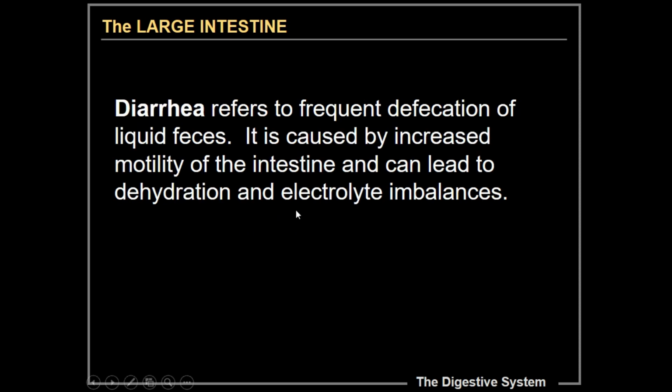All right. So some of the complications that we can have with our fecal matter and the act of eliminating the fecal matter, we have diarrhea, which is the frequent defecation of liquid feces. That would be the working definition of that. It is caused by increased motility of the intestines and can lead to dehydration and electrolyte imbalance. So we go back a couple slides where I talked about the particles that enter the large intestine from the small intestine, how that's basically fecal matter, but it's going to be runnier and wetter.